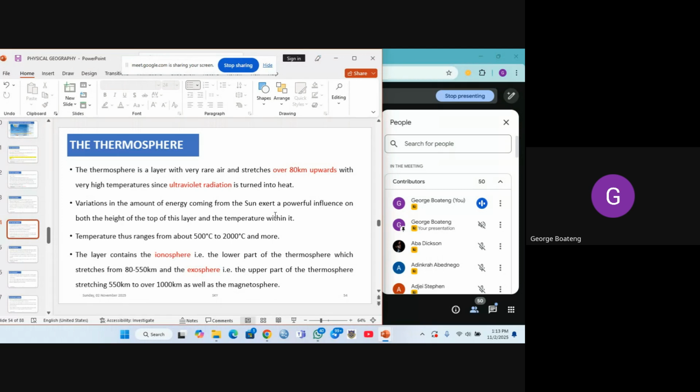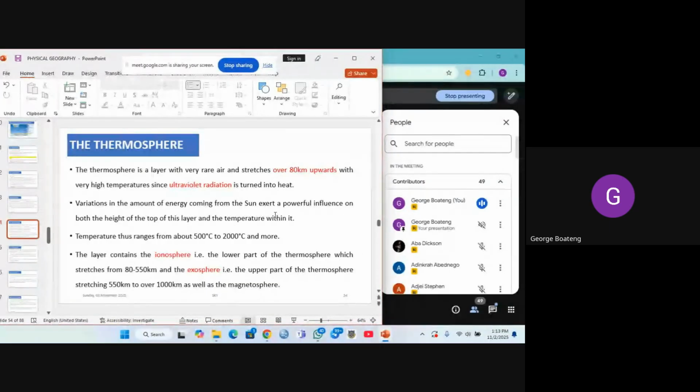500 to 2000. 2000 means, I don't know what will not burn at 2000 degrees Celsius. Now here, there's ionization, which we call the ionosphere. There's ionization, where gases are turned to their smallest unit here because of the heat.